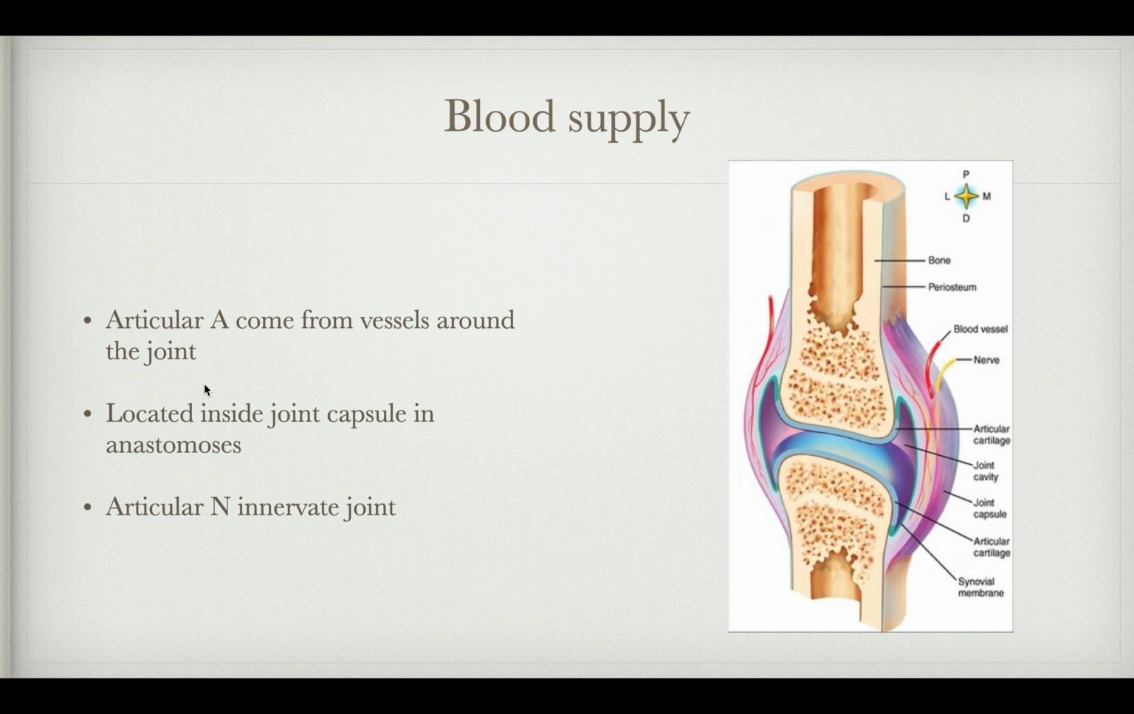And the blood supply: articular arteries come from the vessels around the joint. They're located within the joint capsule around here. So they don't directly supply or innervate the joint itself, actually. It's all in the joint capsule, and they are found in anastomoses. Anastomoses are really just lots of connections. It forms a web-like structure.